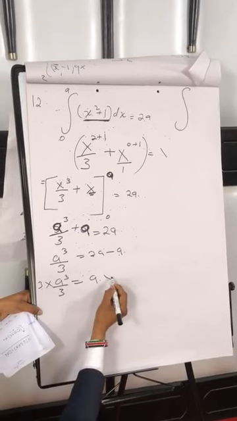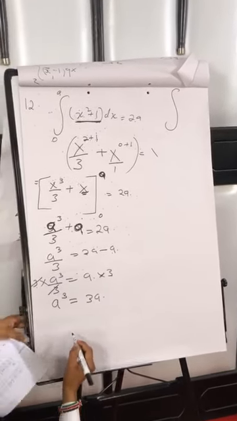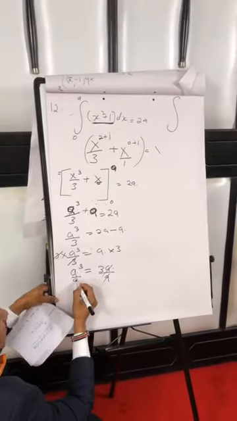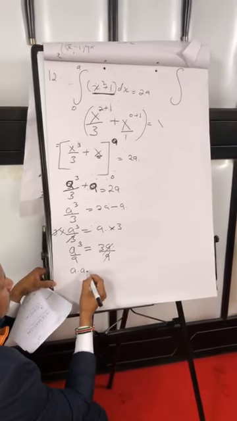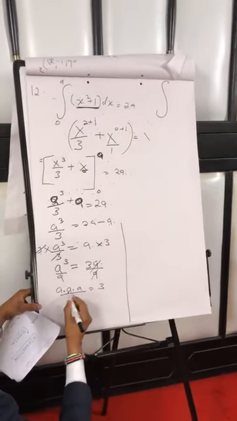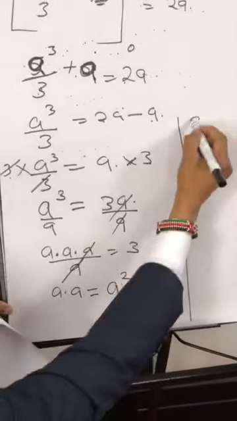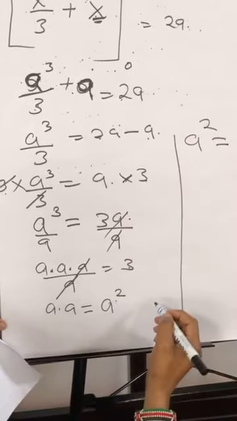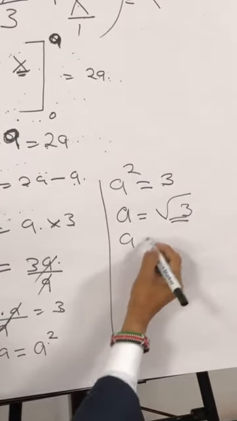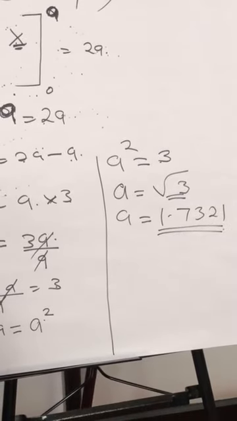Then cross multiply by 3 on both sides. This 3 and 3 go. Then we have a raised to power 3 equals 3a. We can further simplify by dividing by a, because a is common. So a and a go. Therefore, a raised to power 3 is like saying a times a times a, divided by a, equals 3. So from here, a can cancel one a. Then you remain with a times a, which can be written as a squared. So a squared equals 3. If you want to find the value of a, you find the square root of 3. So a is root 3, and the square root of 3 is 1.7321 from your calculator. That is the answer.